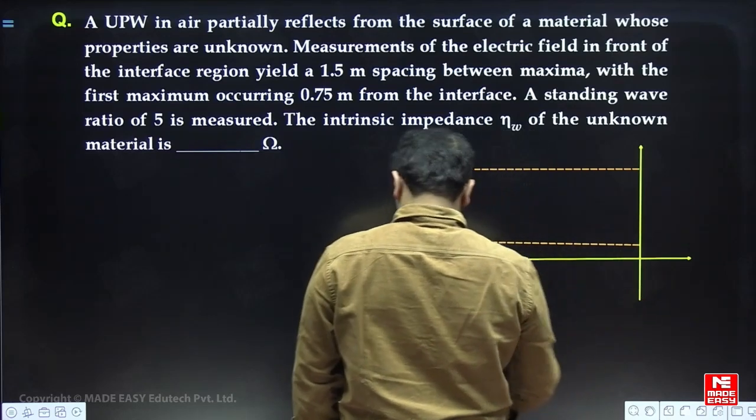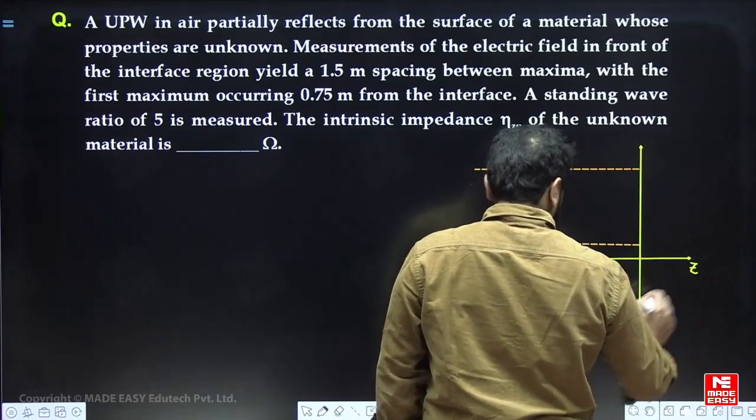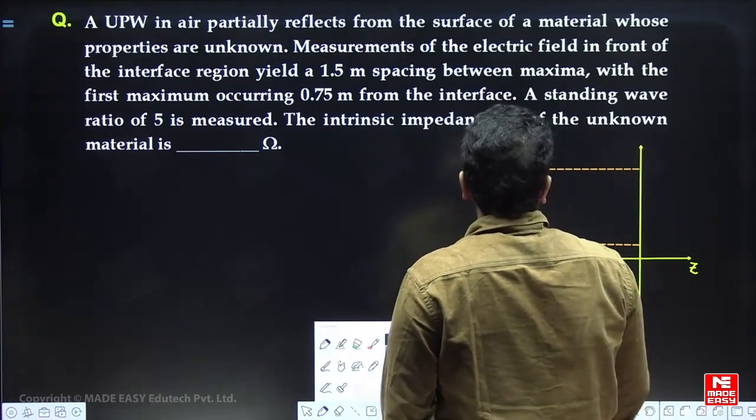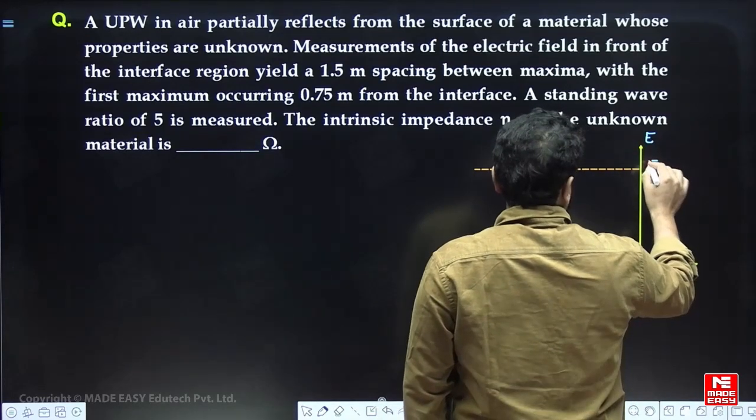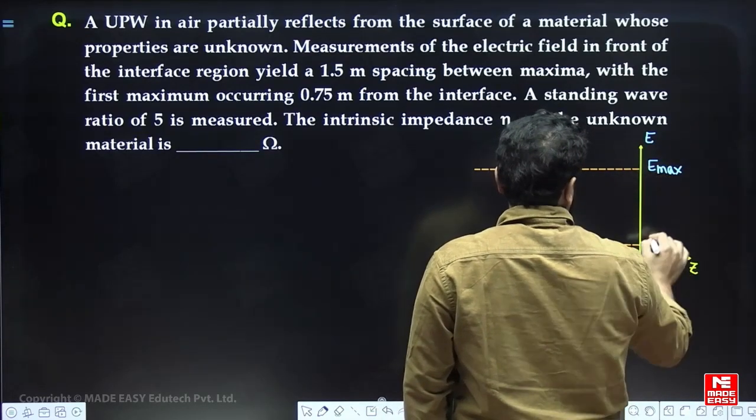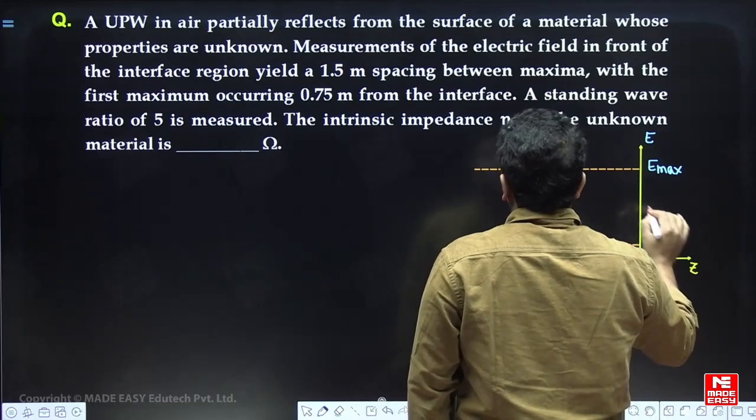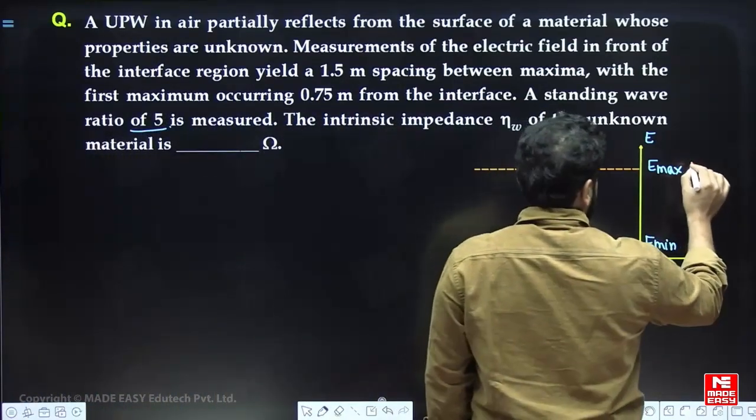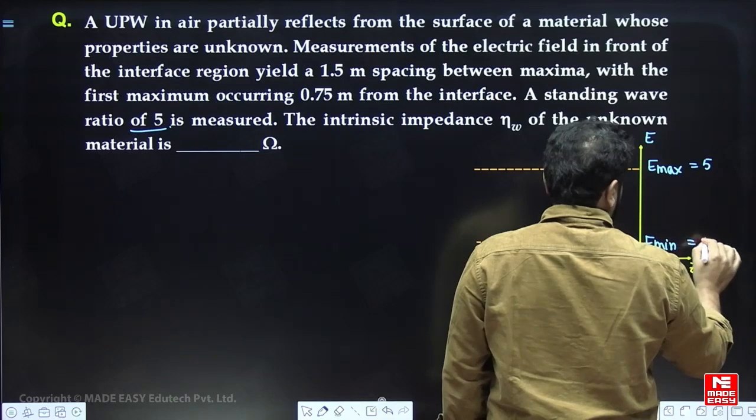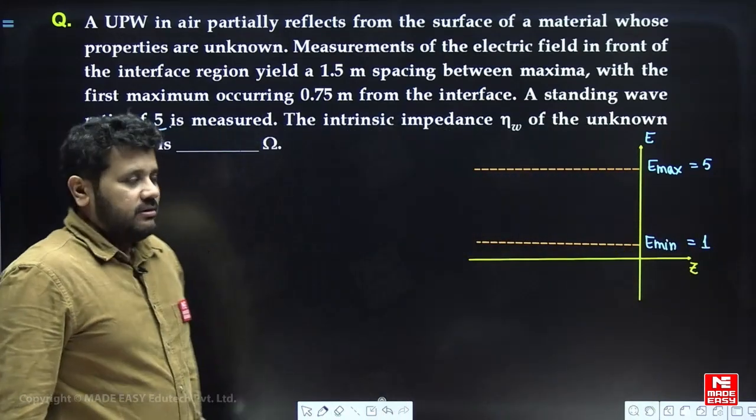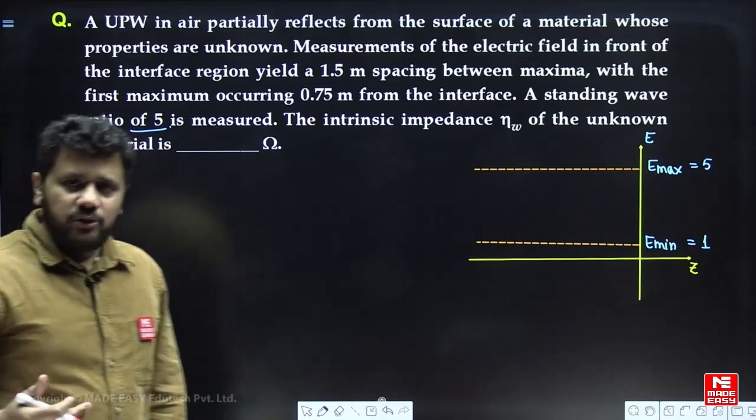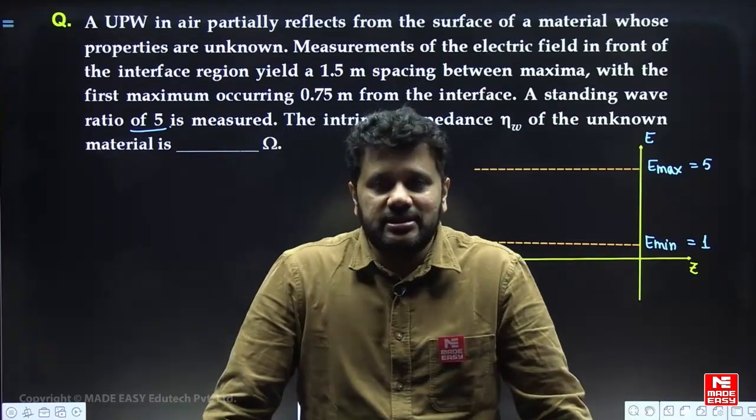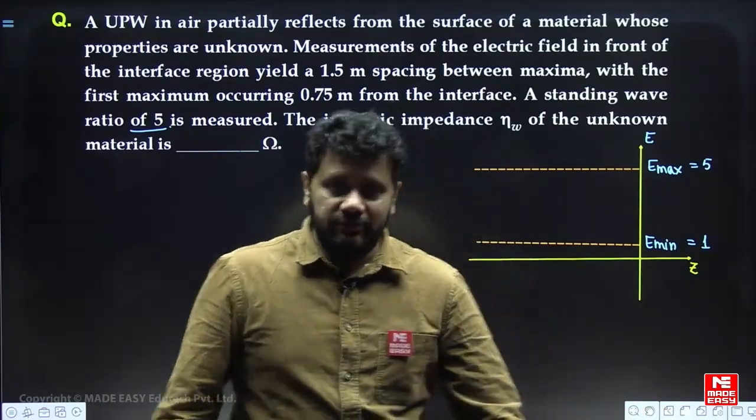Let us say this is the z axis, and the field they have mentioned is the electric field. So this is the electric field, this is the E max, let us consider, and this is the E minima. Now the standing wave ratio should be 5. So let us assume that the maximum electric field is 5 and the minimum is 1, so that the standing wave ratio is 5. You can take 10 and 2 also, E max as 10 and E minimum as 2, because the standing wave ratio S is nothing but the maximum upon minimum fields.